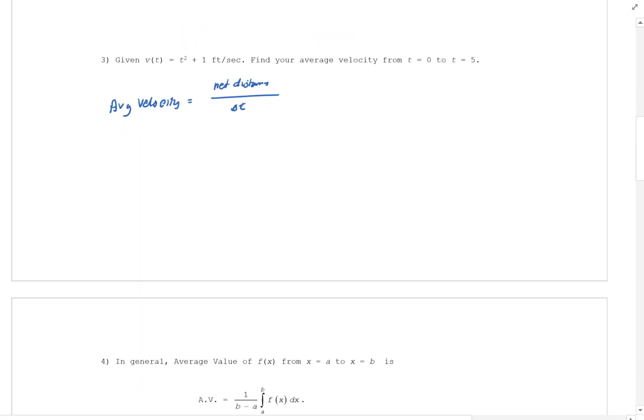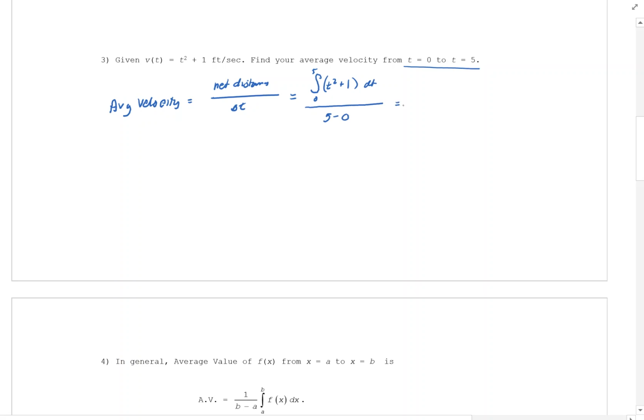Well, my net distance, remember, if I have a velocity equation, I can find the distance traveled by the area between the curve and the x-axis, which we write as the integral of our t squared plus 1, our velocity equation, dt, from 0 to 5. If I want to find the average velocity from 0 to 5, I'm going to look at my distance, my integral from 0 to 5, and then divide by the delta t, the change in time, well, 5 minus 0.